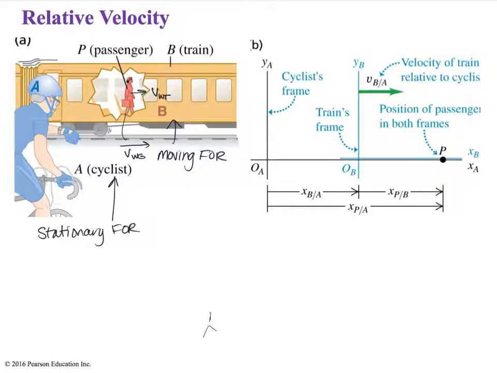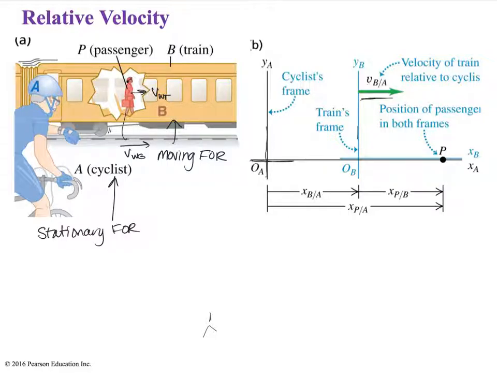Now the graph is trying to demonstrate this. Here is one frame of reference which represents the cyclist frame. That's the stationary frame of reference. We might also think of it as the ground. Now if you're in the train, your frame of reference is moving. In fact, right here is how fast it's moving, the velocity of the train with respect to the cyclist. That's the velocity not only of the train, but of its frame of reference.